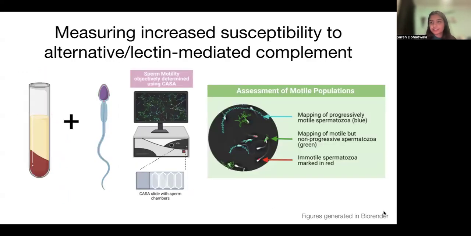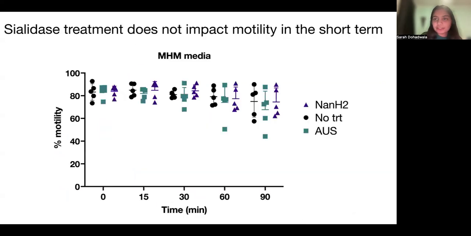So our first interesting assay that we wanted to do was looking at complement activity. We treated the sperm with human serum and then looked at their motility using the CASA, which is a way we can measure sperm as progressively motile, non-progressively motile, and immotile. The first thing we did was kind of like a control experiment. We looked at how the sialidase activity alone would impact the motility of the sperm over time.